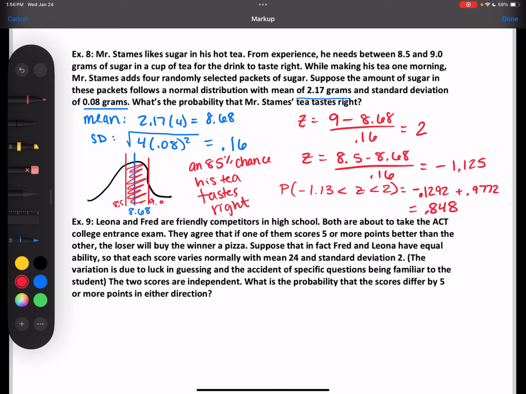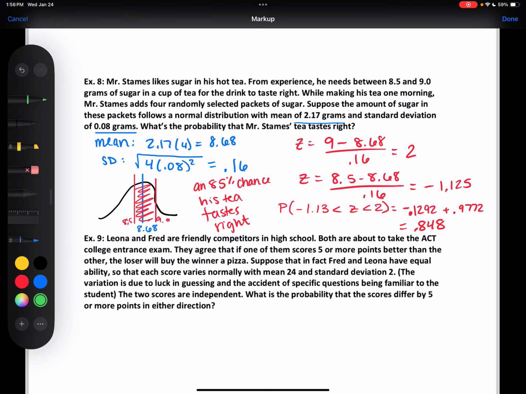Now, do you want to know how to do this on your calculator? Yes. All right, so you're going to go to normal CDF. Your lower bound is going to be 8.5. Upper is 9. Mean is 8.68. Standard deviation is 0.16.